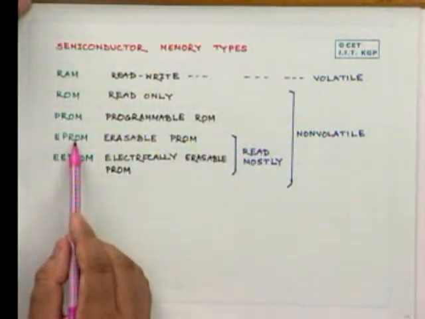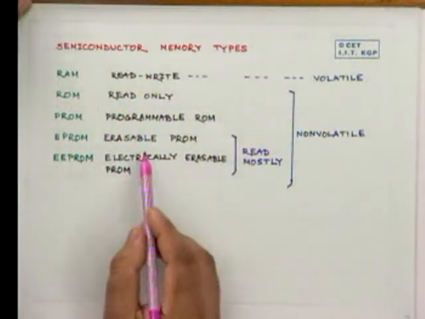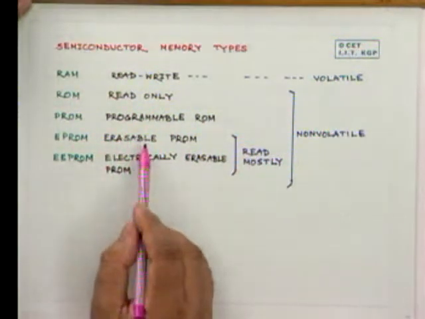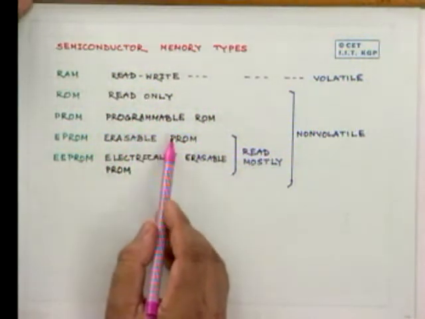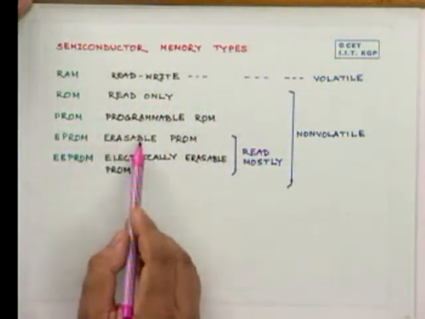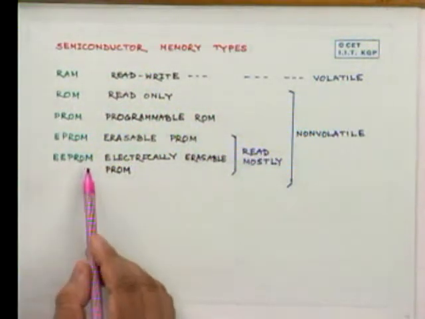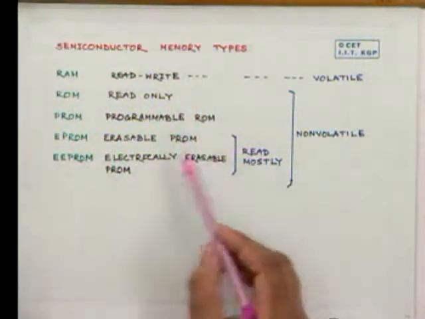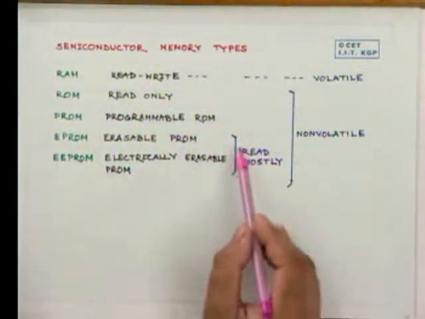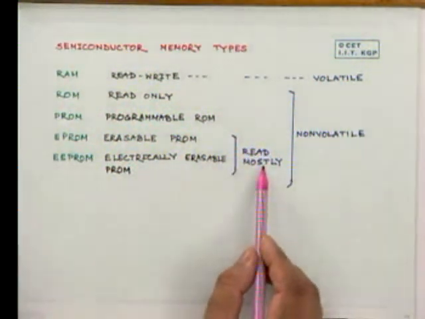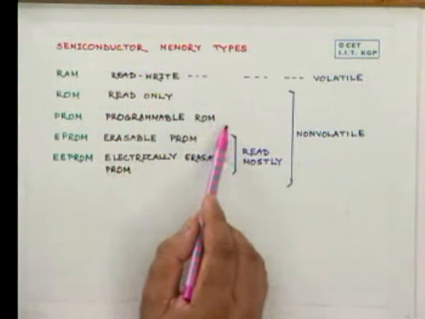There can be EPROM, that means erasable PROM. This erasing is done by means of ultraviolet ray. There is a window above this chip. If you put ultraviolet ray on this window, whatever is written goes off, then you can electrically rewrite what you want and use it. And then there is EEPROM, which is electrically erasable PROM. Here we are using ultraviolet ray, whereas here whatever is written can be erased electrically. This we can call read mostly. This is program once and then read afterwards.